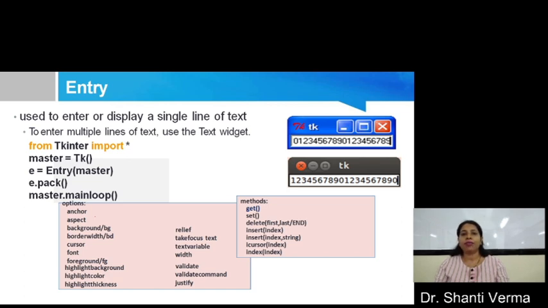For that, you have to use an entry function. You have to write entry and pass one parameter, that is master, which is a compulsory parameter. Then you have to pack and then wait for events, you have to write master dot mainloop. This gives you one entry box where you can write numbers or text in a single line.